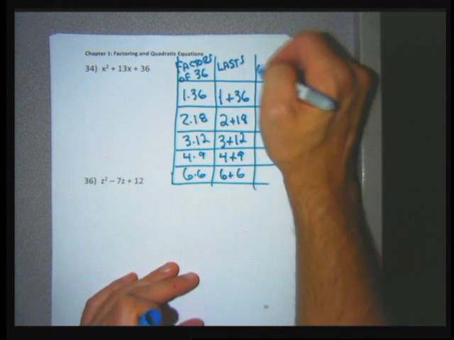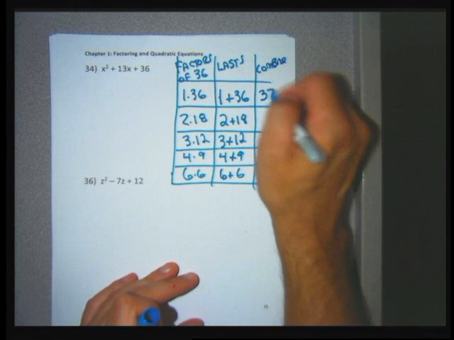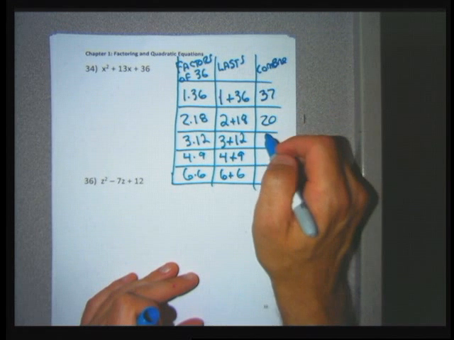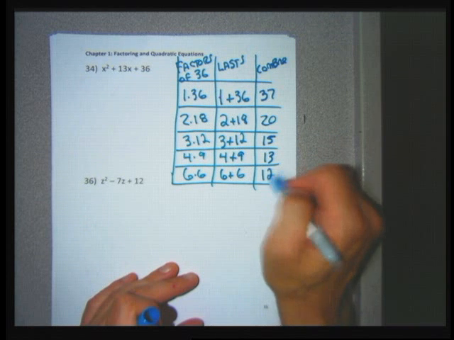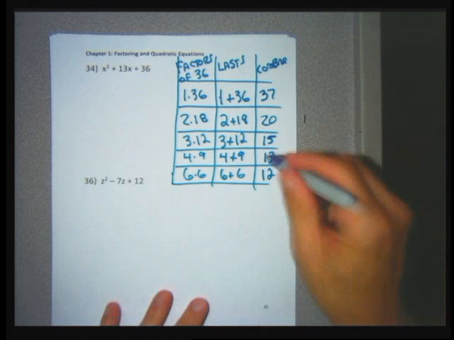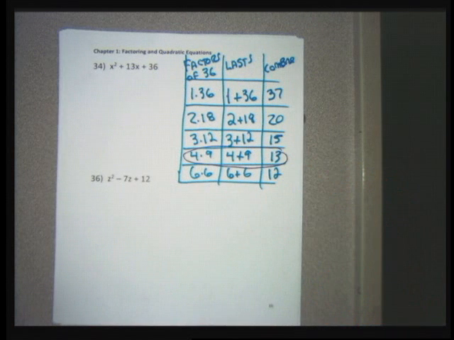I need to combine these. 1 plus 36 is 37. 2 plus 18 is 20. 3 plus 12 is 15. 4 plus 9 is 13. 6 plus 6 is 12. See the pair that I need. So my lasts are going to be a positive 4 and a positive 9.